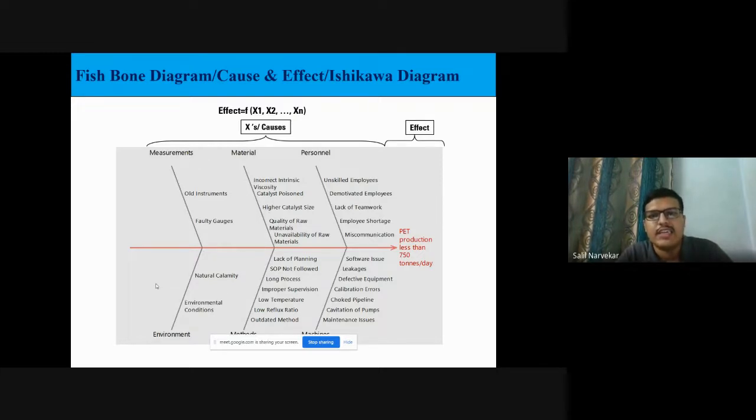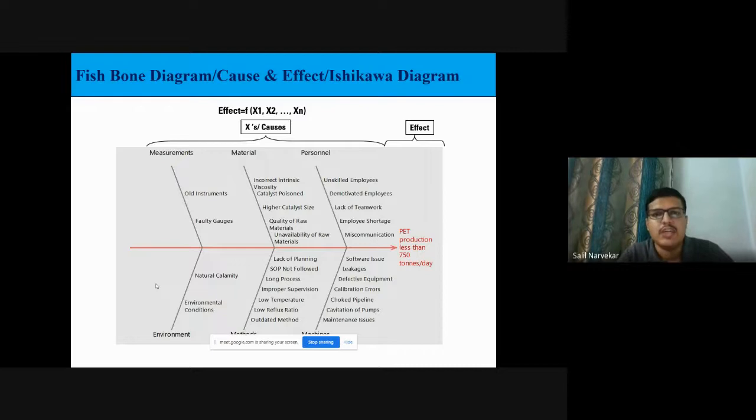On the left hand side, we have listed all the causes which we could think of. This diagram is called a cause and effect diagram, a fishbone diagram, or an Ishikawa diagram. It is used while brainstorming to get to the root of the problem.